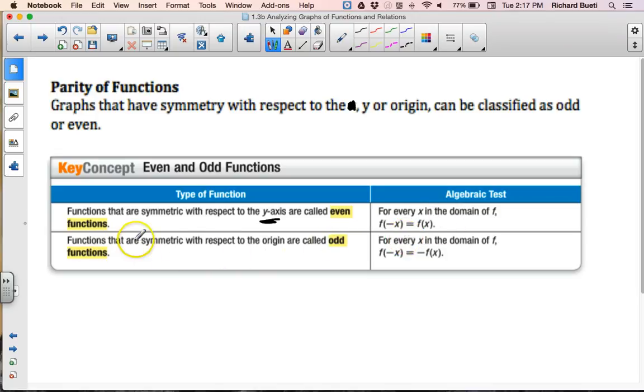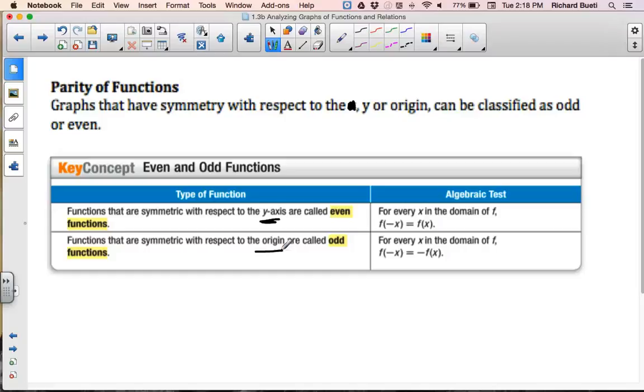And if I want to say that a function is odd, that is going to be a function that is symmetric with respect to the origin. So if it has rotational symmetry, it is an odd function. The way that we test that is that for every x in the domain of f, if I evaluate f of negative x, I should get back a negation of the original function, or as if I were to distribute a negative into the entire function.